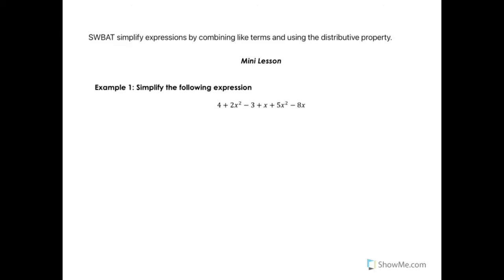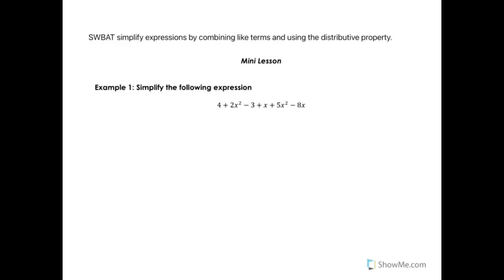In example number 1, it says simplify the following expression. That means that I have to either distribute first if there's anything that needs to be distributed, and then I also have to combine like terms. So those are the two things you always want to be looking out for when they ask you to simplify expressions. Do you have to distribute, and can you combine like terms? In this case, when I scan my expression, I see that there are no parentheses. So there is no need for me to distribute anything.